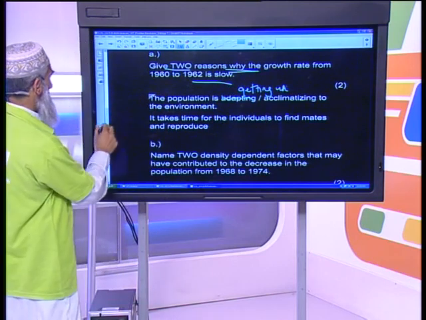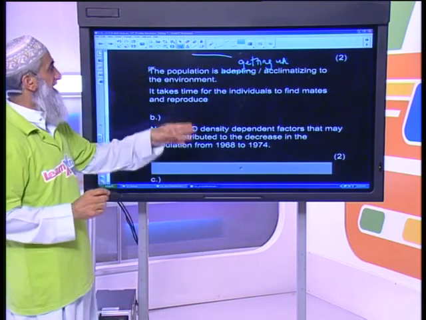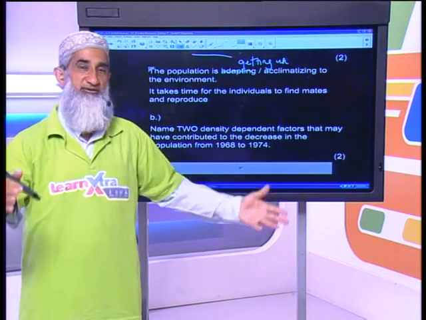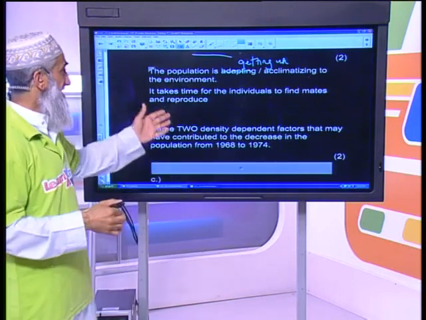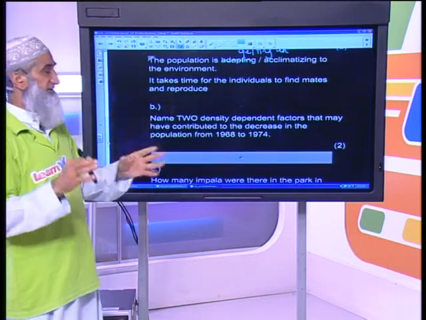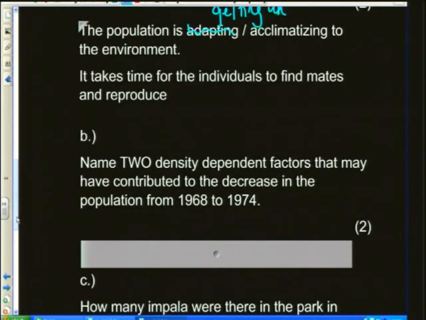The same way, the animals in the environment, they take time for the individuals to find mates and reproduce also. They're not just going to find mates and start reproducing immediately. This takes time. And they may be sexually immature as well. But environment studies generally tends to focus on the first reason given, that the organisms are not used to the environment and they're still getting used to the environment.